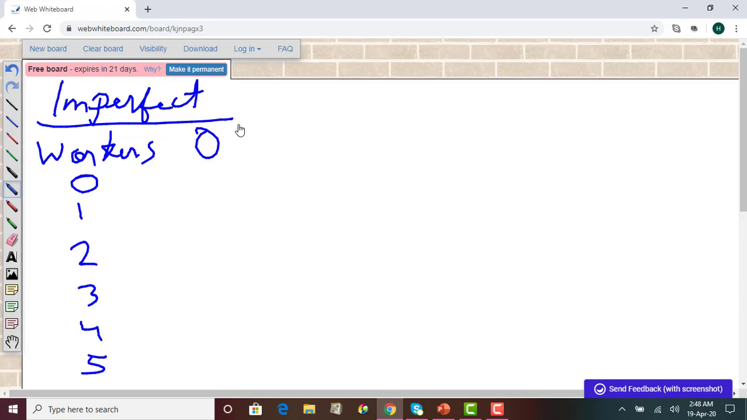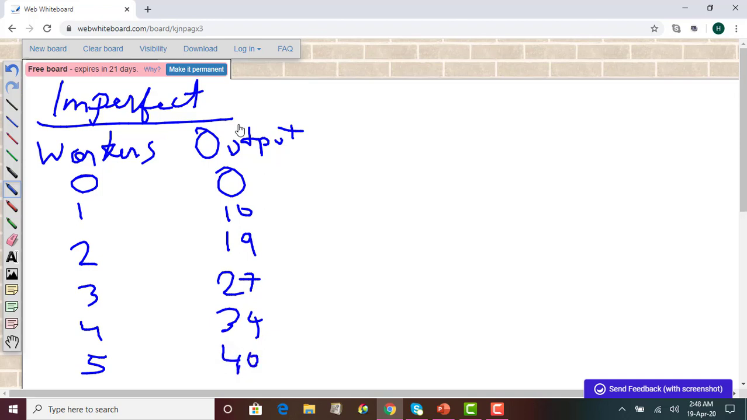Then we're given output, let's say 0, 10, 19, 27, 34, 40. I have not changed the output, it's still the same as the perfect competition, but in this case the price changes. In imperfect competition, the market price does not remain the same. In order to sell more, you have to reduce the price because the products are not identical. Products are differentiated, so you're competing with one another. So in order to sell more, you have to reduce your price.